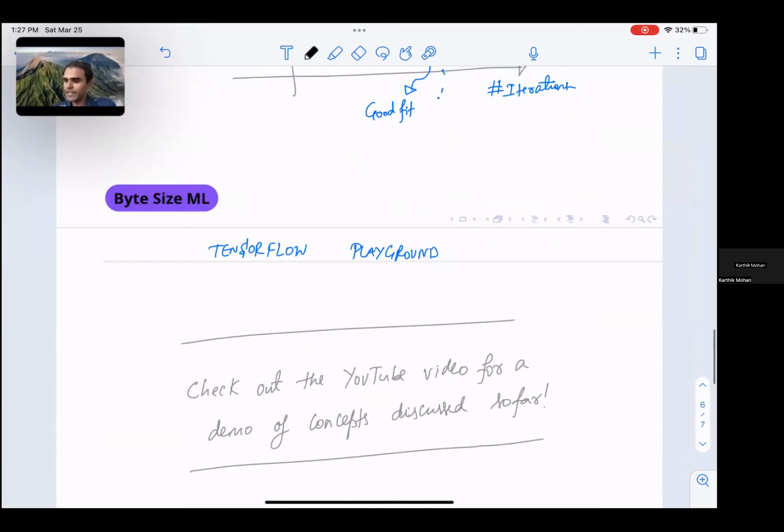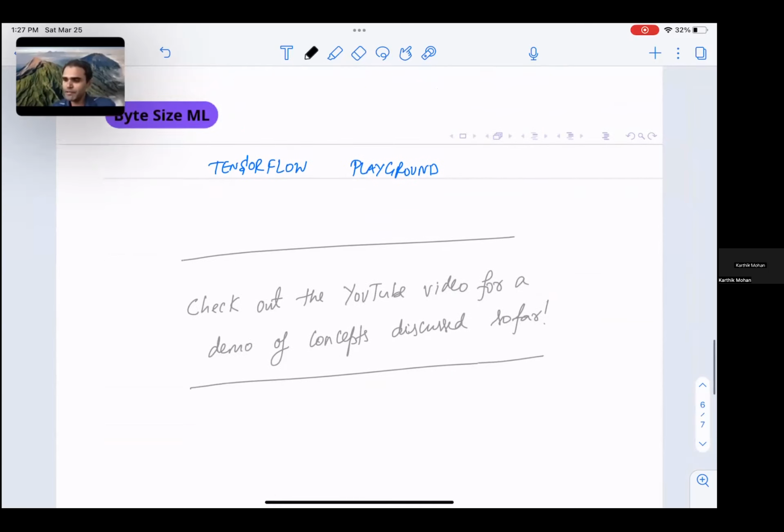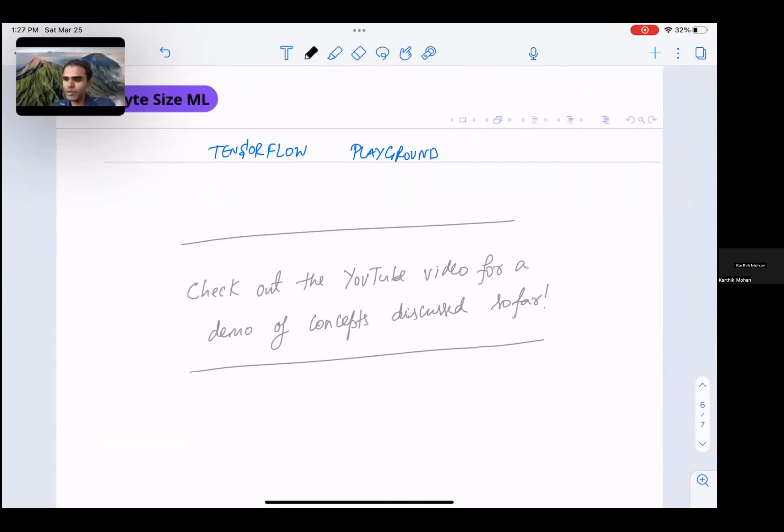So let's explore all of these concepts. Maybe you're already familiar with these concepts, or maybe it's a refresher for you, but let's dive into this cool demo on TensorFlow Playground. If you're looking at this on LinkedIn, then you can check out the YouTube video, which is basically this video. So we'll go into the TensorFlow Playground demo right away.